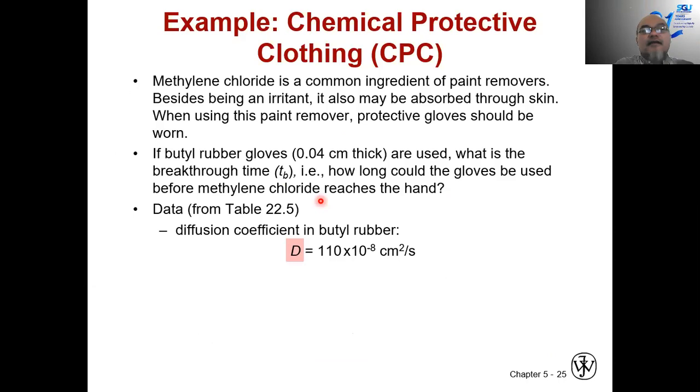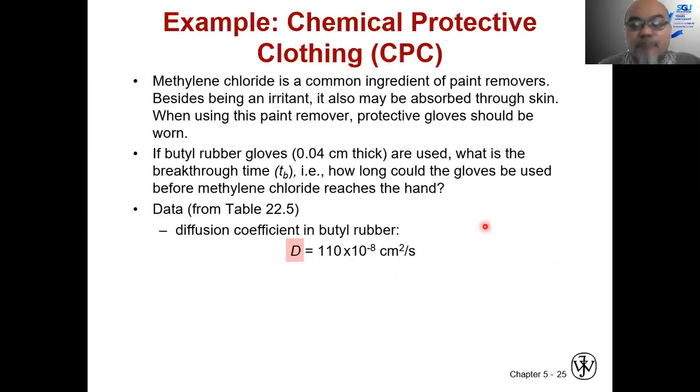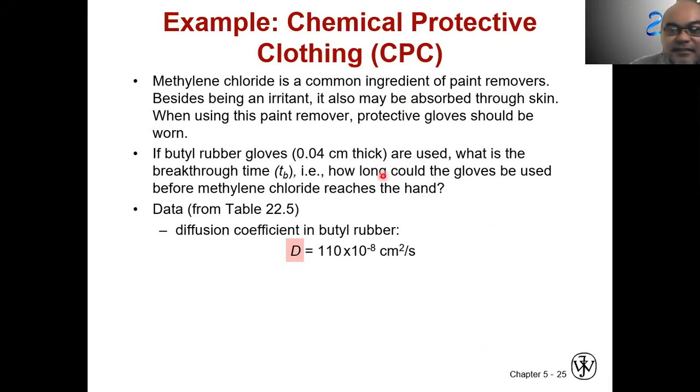Another example here. Methylene chloride is a common ingredient of paint remover. This is the same as before. If a butyl rubber glove of 0.4 millimeters, the same as before as well, is used, what is the breakthrough time? How long could the glove be used before the methylene chloride reaches the hand? This is actually the question that I asked earlier.